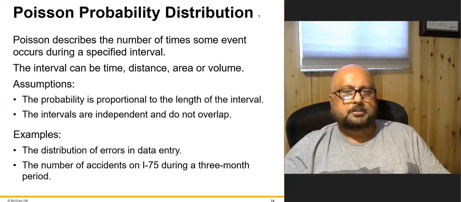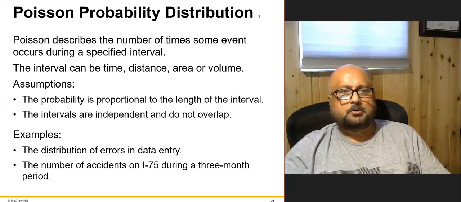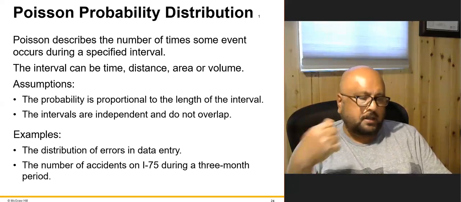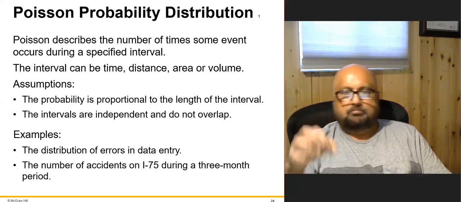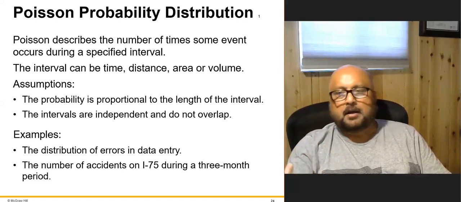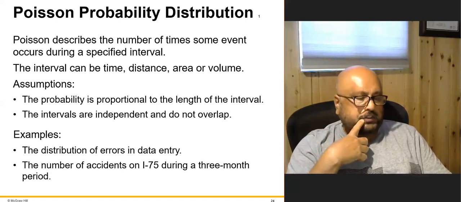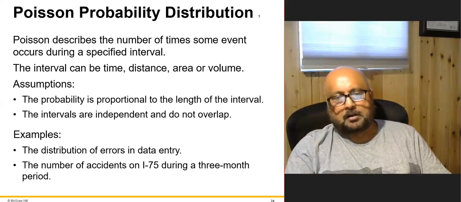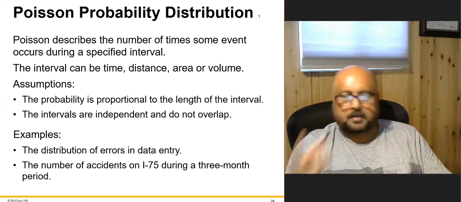Okay, so the last distribution type that we're going to talk about is another form of discrete probability distribution. It's called the Poisson probability distribution. The Poisson probability distribution helps in modeling the number of events occurring over a specific interval, like a time, distance, or area interval, and any interval like that. And there are some assumptions for that. Assumptions: number one, the probability is proportional to the length of the interval. Number two, the intervals are independent of one another.